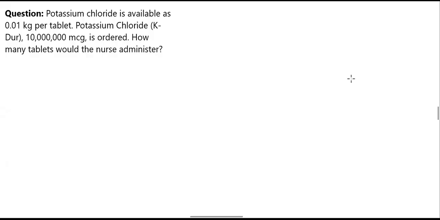So here's our next question. Potassium chloride is available as 0.01 kilogram per tablet. Potassium chloride, 10 million micrograms is ordered. How many tablets will the nurse administer?